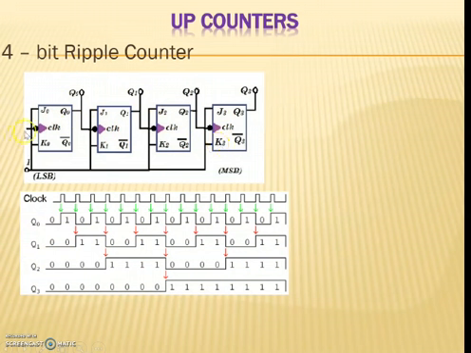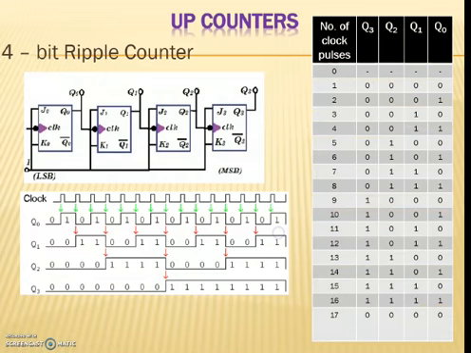Here the external clock is given to the first flip-flop. So Q0 responds to the negative edge of the external clock pulse. Then Q1 responds to the negative edge of Q0, Q2 responds to the negative edge of Q1, and Q3 responds to the negative edge of Q2. So this is how the 4-bit ripple counter works, and it counts from 0 0 0 0 to 1 1 1 1, that is 0 to 15, and again resets back to 0.